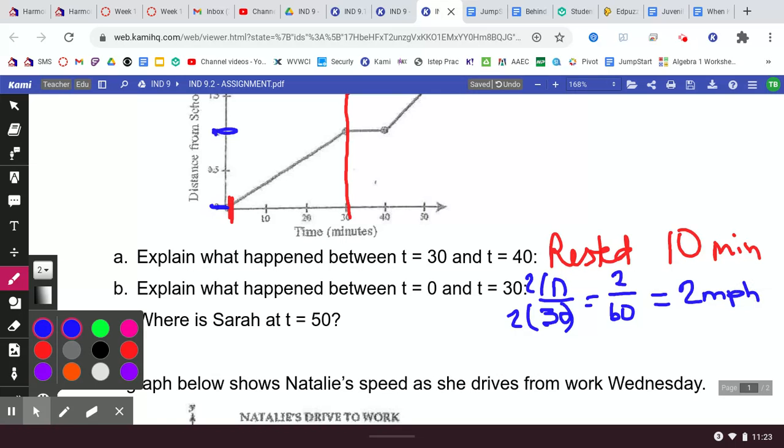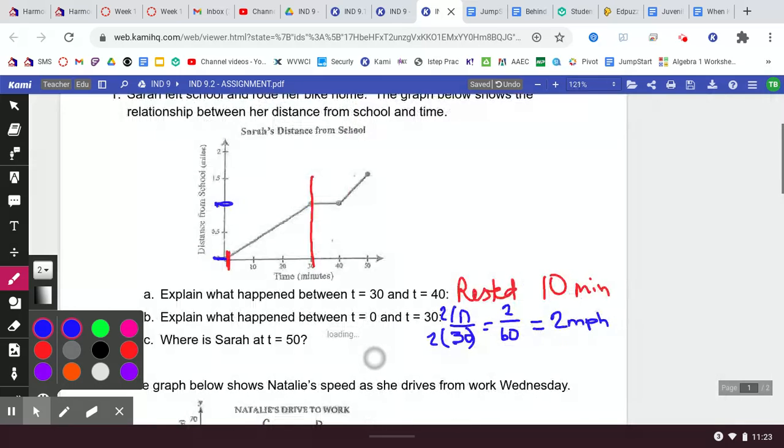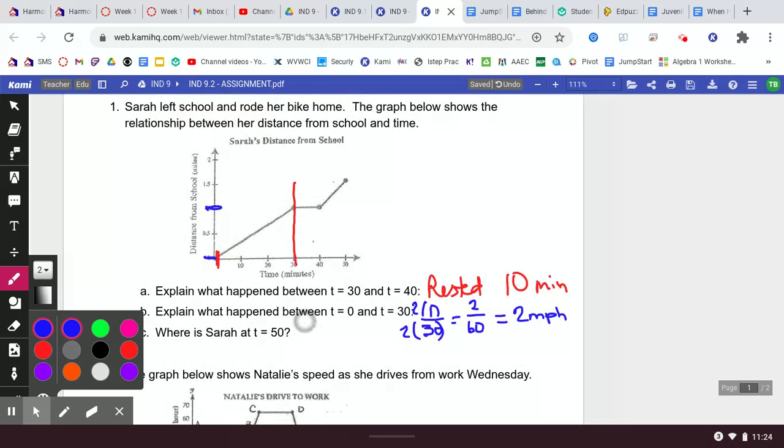Okay, good. Bryn, where is Sarah at T equals 50? Yeah, and again, we get that from not even the title of the graph, because the title is just distance from home or distance from school, but in the directions it says that she left school and she rode home, so that means her ending point would be home. Good. Any questions on that graph?